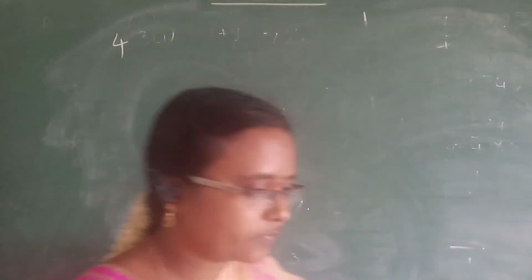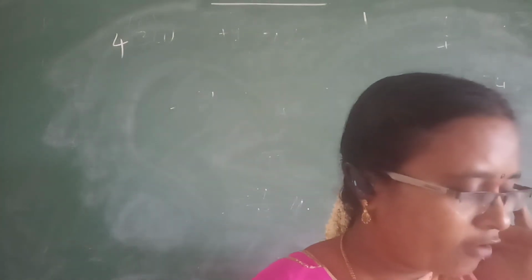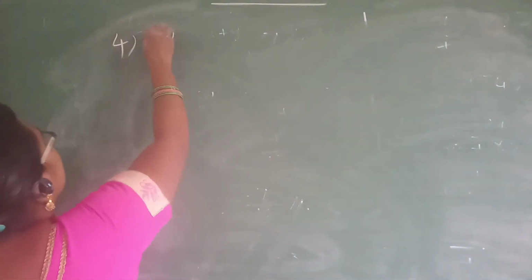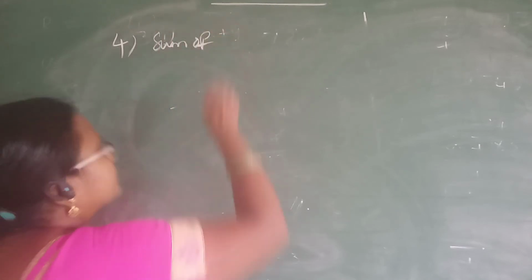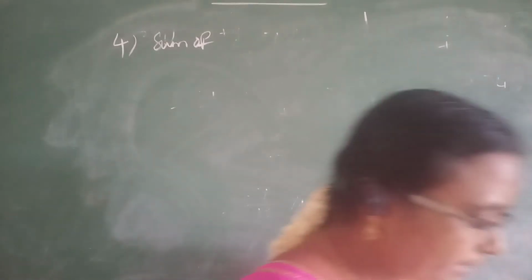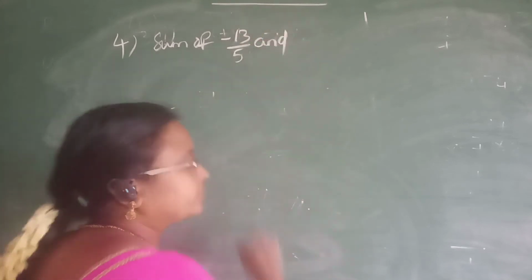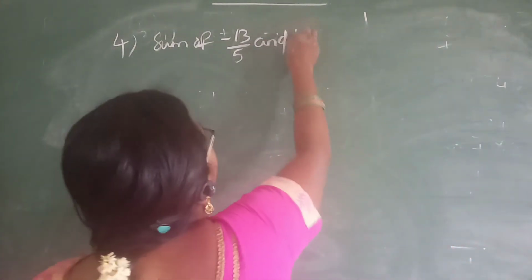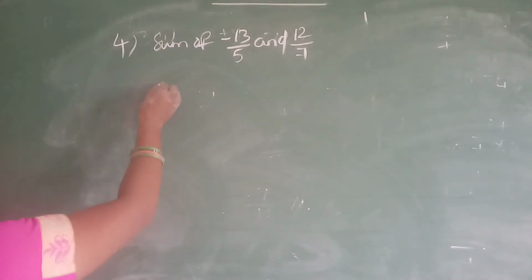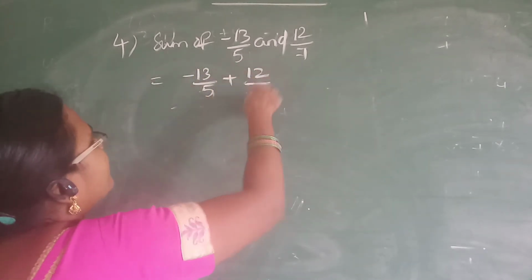Fourth bit. Divide the sum of minus 13 by 5 and 12 by 7 by the product of minus 13 by 7 and minus 1 by 2. First, the sum of minus 13 by 5 and 12 by 7. So it implies minus 13 by 5 plus 12 by 7.